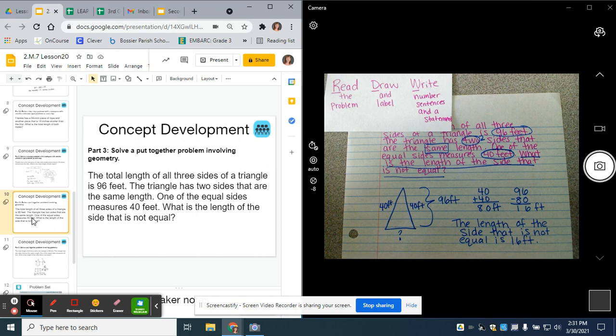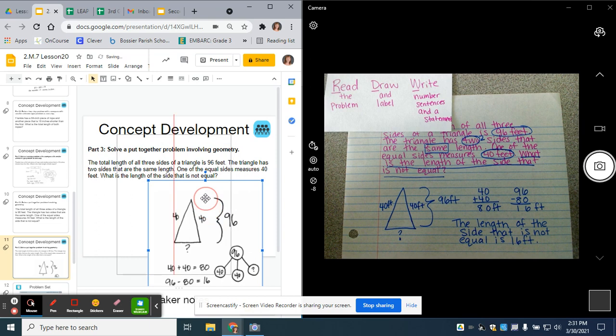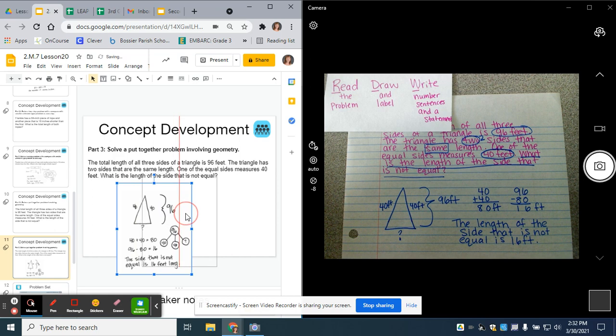We could have also done a number bond here. Let me show you what the student sample is. They have a number bond here. See the number bond? You have 96, 40, 40, and what? Not saying ours is wrong, but that is another way you could have done it.